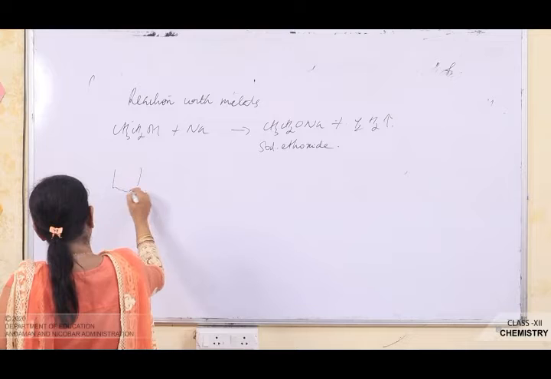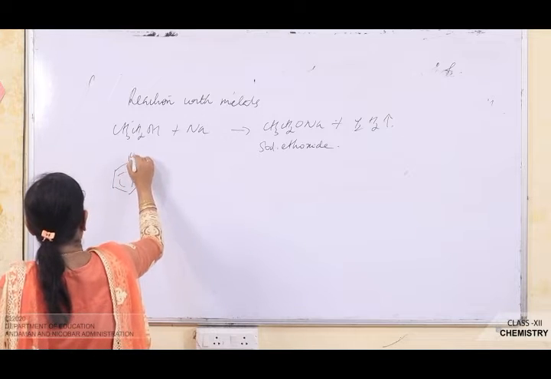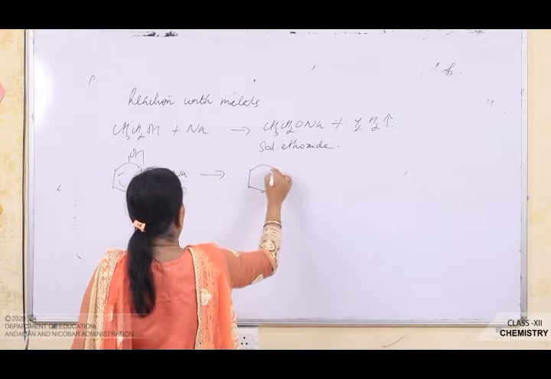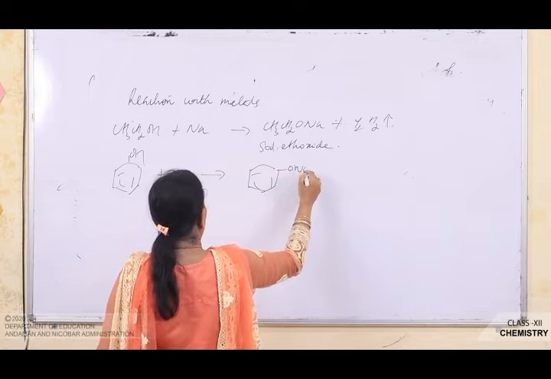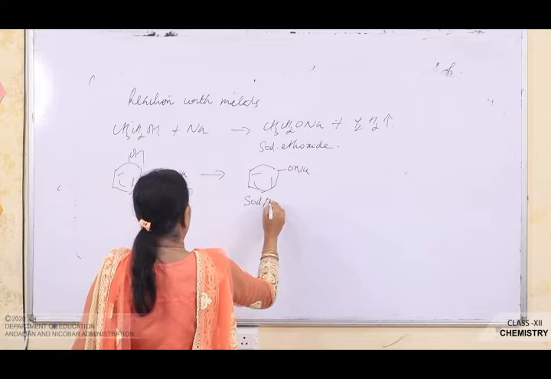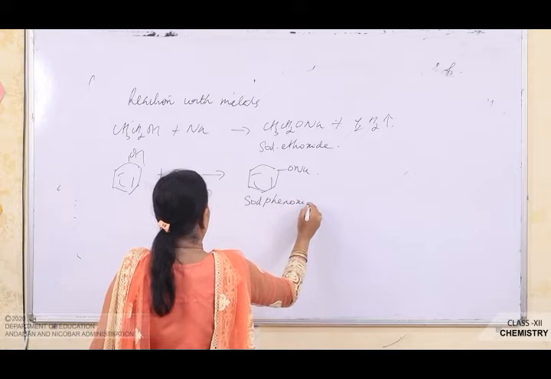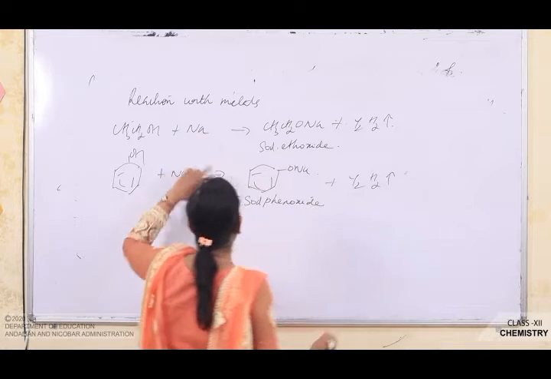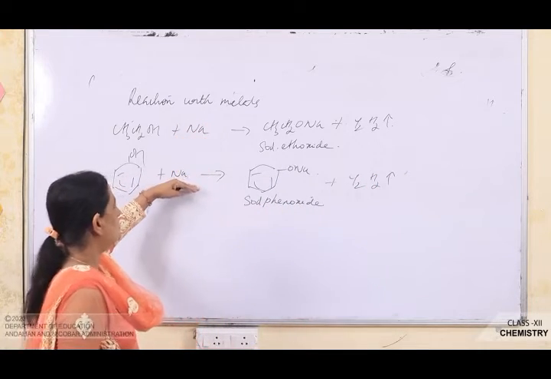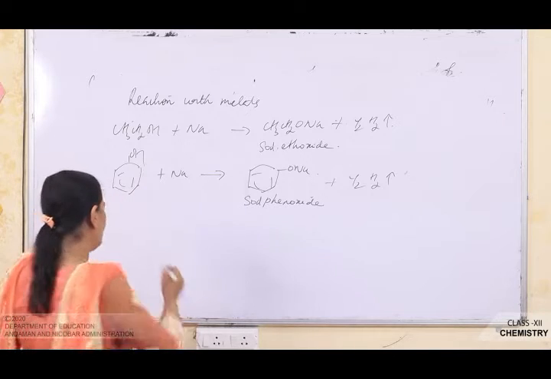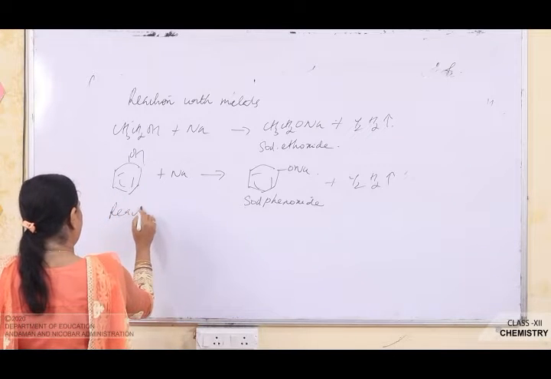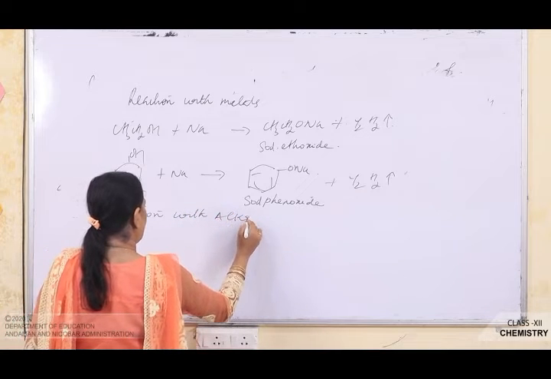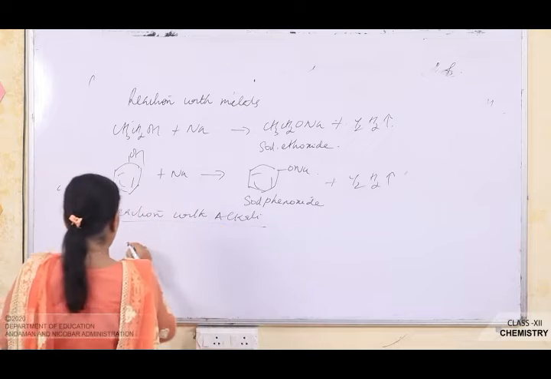Now in the same way phenol also reacts with metals. When treated with sodium, you get sodium phenoxide plus half H2 gas. So this reaction is common to both alcohols and phenol, both are acids. Now reaction with alkali. First I am going to write that of phenol.